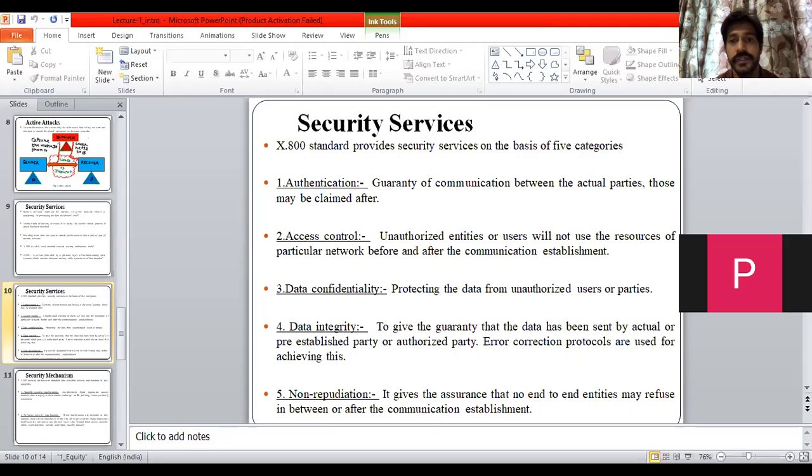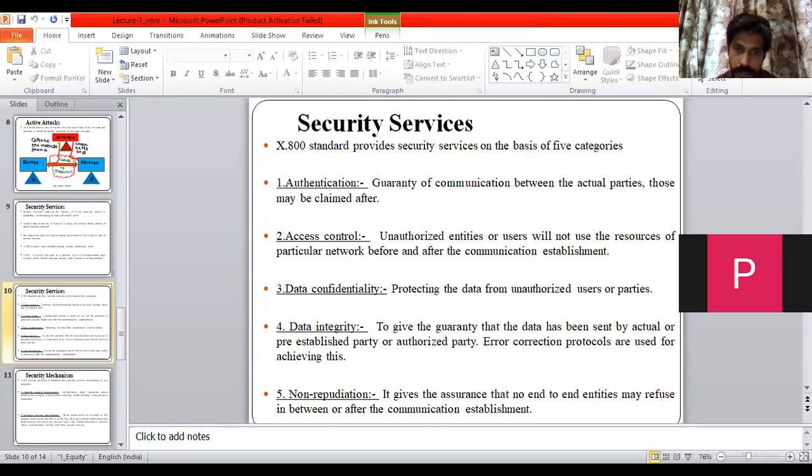We have discussed active attacks like the replay attack. If there is any kind of replay attack, then data integrity is compromised. And non-repudiation. After the dealing or after having the communication, no one can deny that he or she did the communication. So this is the non-repudiation service. These are the 5 basic, important and major services that must be included when we design any kind of network.